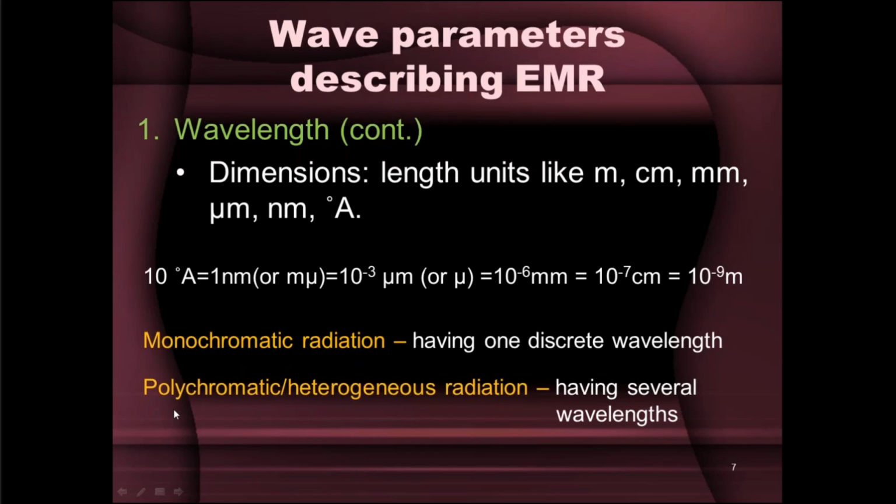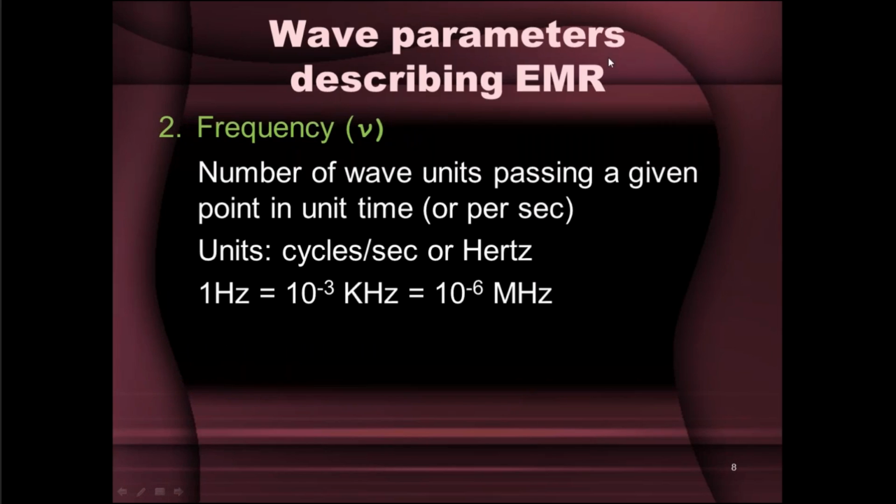So when a lamp emits radiation, it is always polychromatic radiation. Absolutely monochromatic radiation can only be emitted by lasers, because lasers emit radiation having only one wavelength. So that's monochromatic radiation. The second wave parameter describing electromagnetic radiation is frequency, and it is denoted by the Greek letter nu.